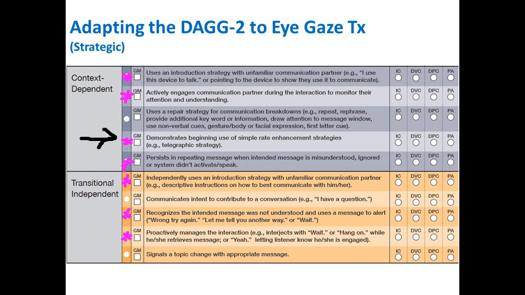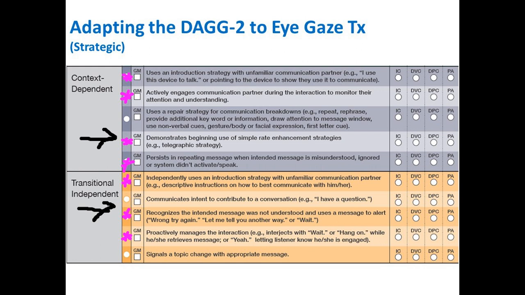And then you have this transitional independent area, and again, alerting people when their intended message was not understood. You know, let me tell you another way, not just repeating the message, but actually finding a new way of saying that particular thing so that they are understood. That sounds like a very simple concept, but it's often a skill that is needed even with literate adults to learn how to do with their device.